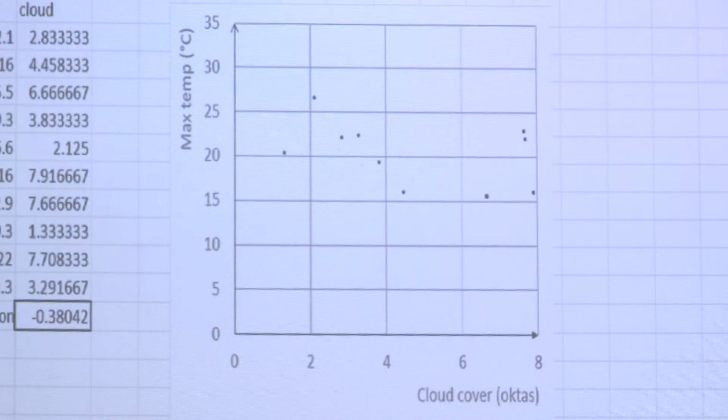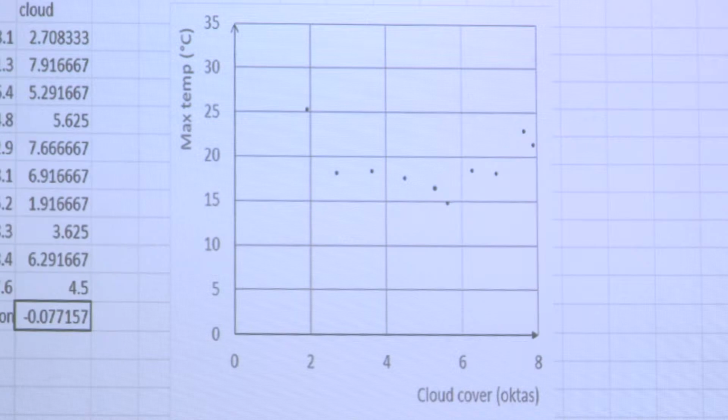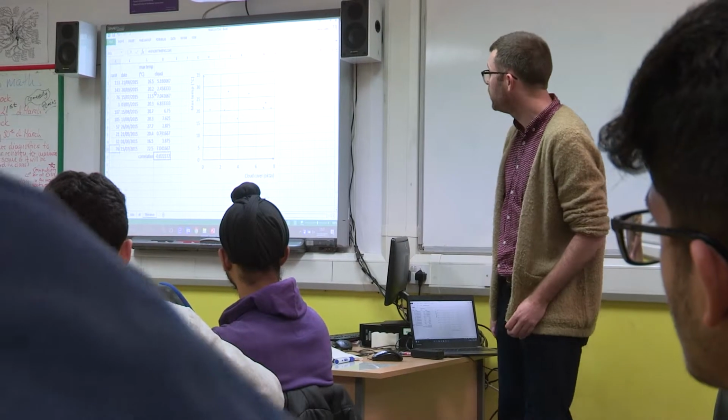Now, what was interesting was, and what they didn't really realise, was just how much the PMCC would vary. Different samples were sometimes even getting positive correlations. And it really brought out this idea of, well, actually, if you're taking a sample size 10, are you going to be able to draw any conclusions from it?